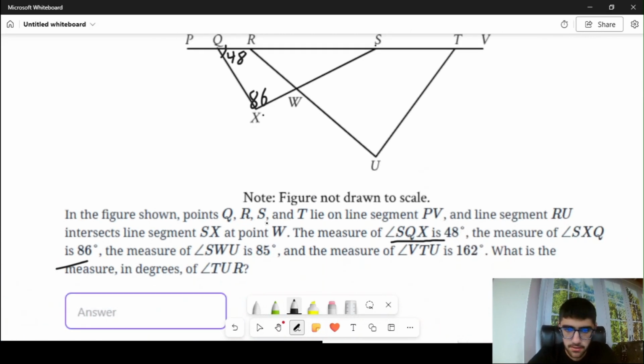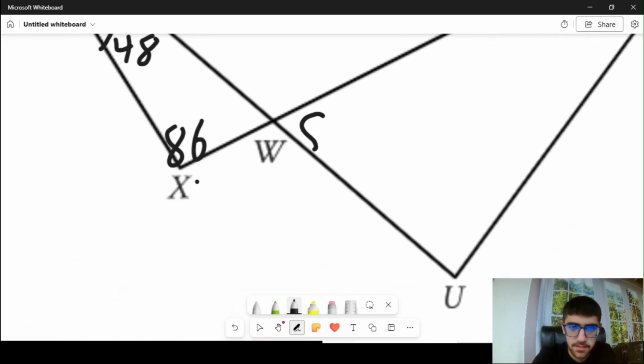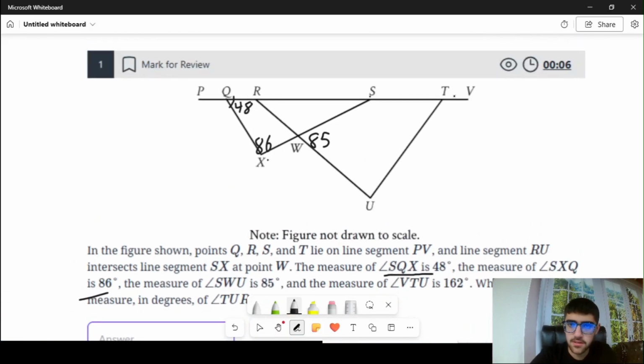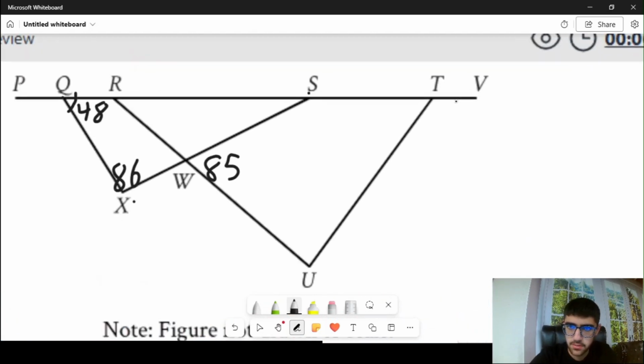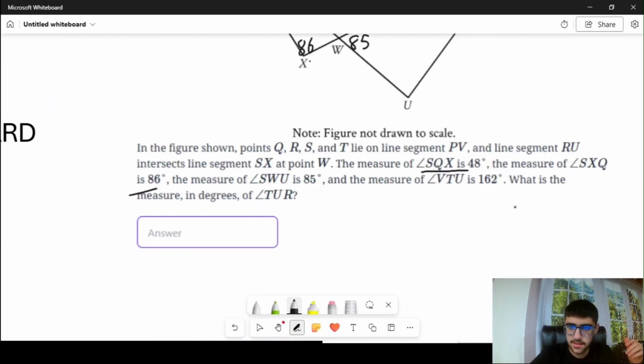And then the last one, there's more. SWU is 85. So SW and then U is 85. And again, a lot of this might be extra information. I'm just gonna write it down first. And then VTU is 162. So VT and U right here is 162. So that's the diagram.